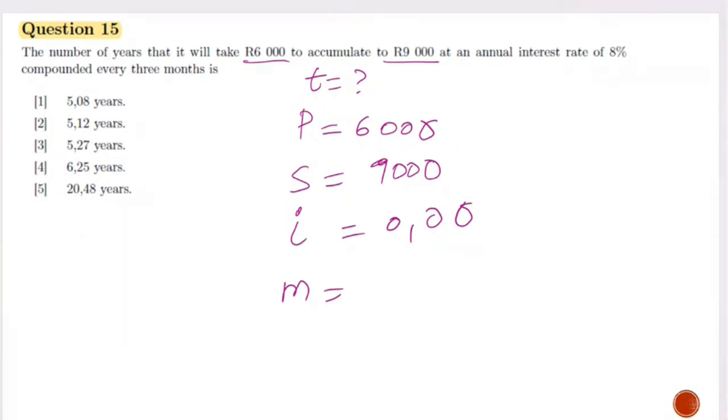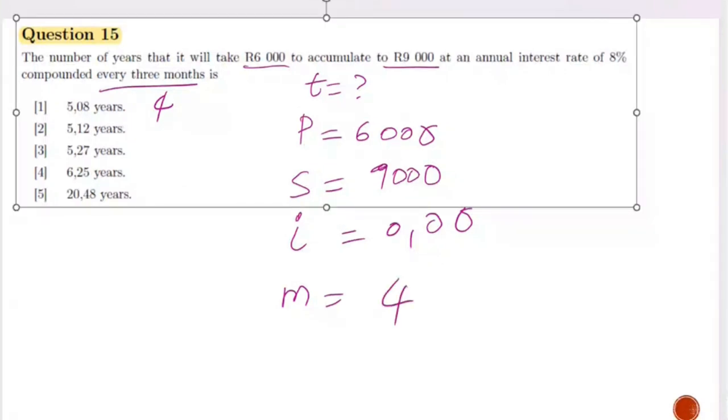You've got January, February, March, that is the first 3 months. April, May, June, that is the second 3 months. July, August, September, that is the third 3 months. October, November, December, that is the fourth 3 months. In other words, when they're saying every 3 months, that means quarterly. This thing is compounding 4 times because you've got a group of 4 threes. So that's how you know your M is equal to 4.